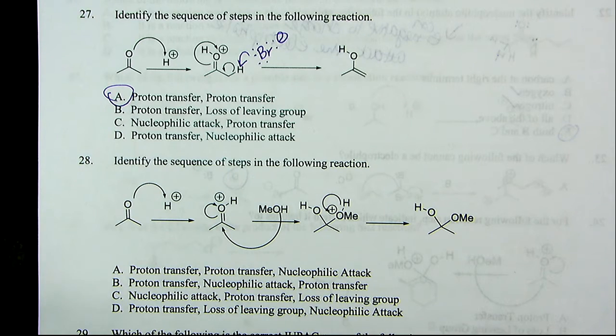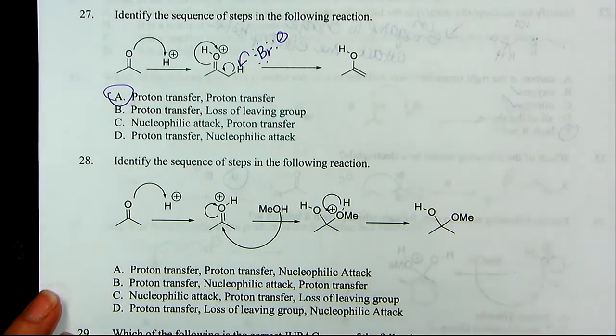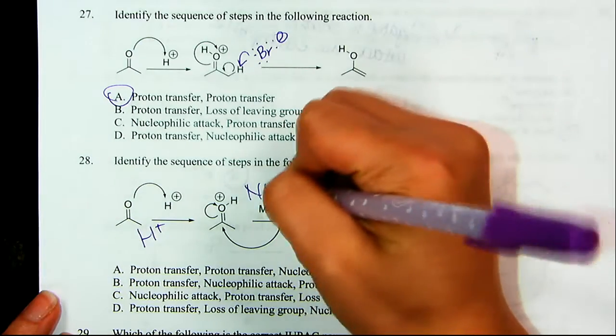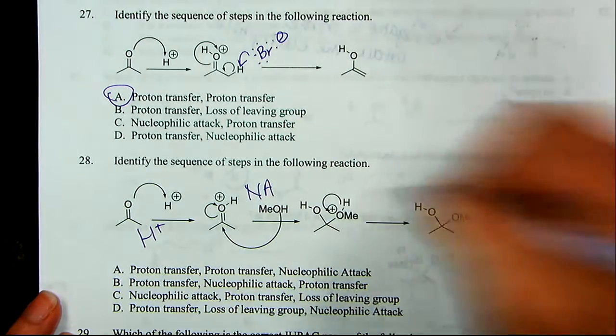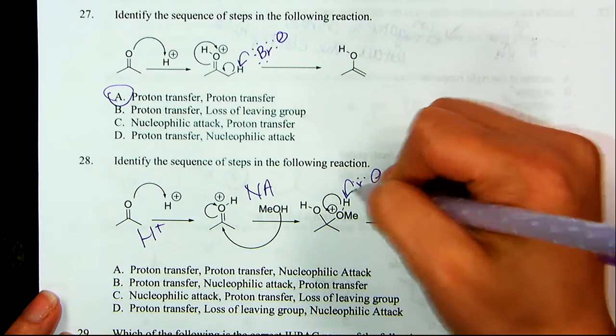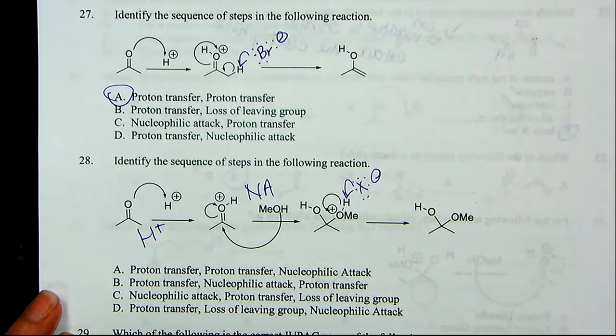Number 28, identify the sequence of steps in the following reaction. So what's happening here? We have a proton transfer here. Then we have a nucleophilic attack, and this is attacking a carbon. This is another proton transfer, again, you have the nucleophile striking the proton, that does a cascade effect, kind of. So in this case, it'd be B.